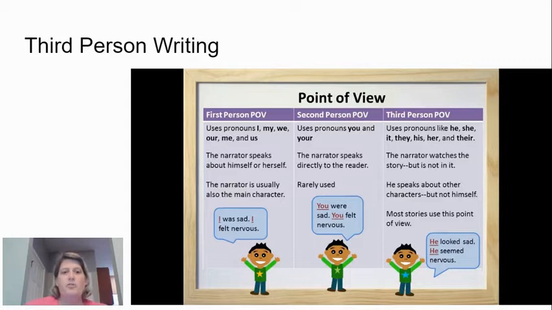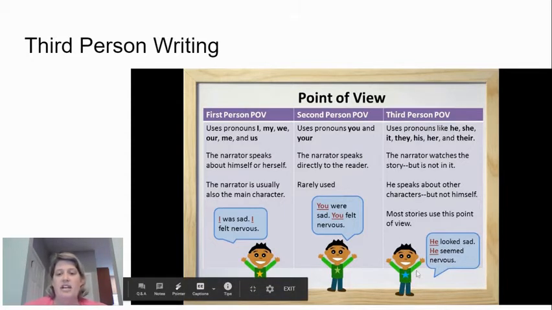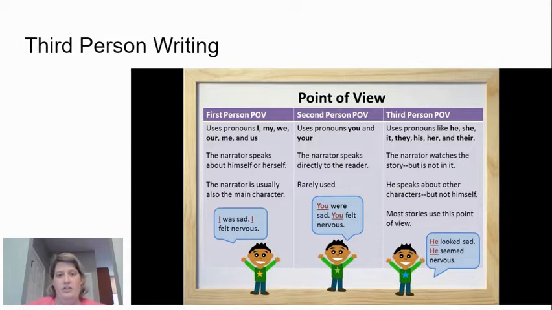So we need to go over third-person writing. Third-person point of view is when the writer uses pronouns like he, she, it, they, his, her, and their. The narrator is telling the story, but is not a character in the story. So he's going to speak about other characters, but not about himself. Most stories are going to use this point of view, including Esperanza Rising. As you can see right here, we're pretending like this is the narrator. He looked sad. He seemed nervous. He is talking about other people and what they are doing.